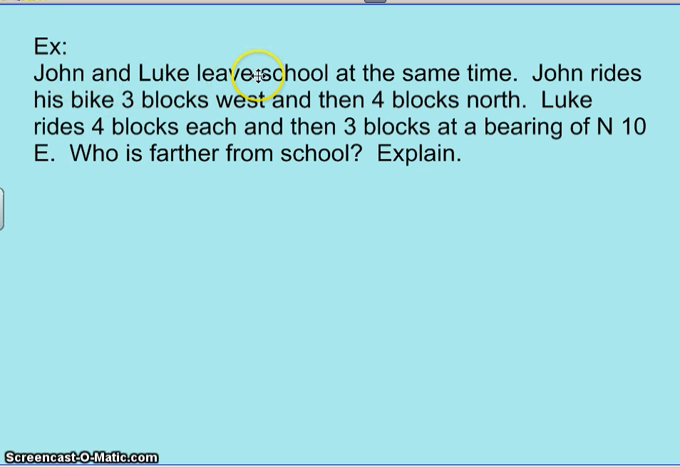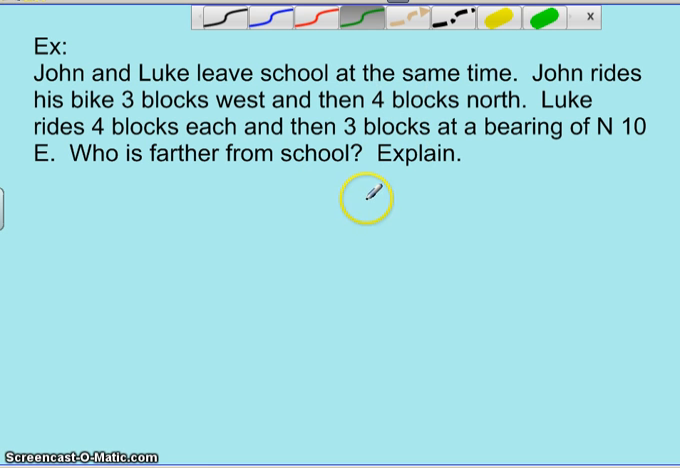Let's see, we got John and Luke leaves the school at the same time. John rides his bike 3 blocks west and then 4 blocks north. Okay, Luke rides 4 blocks each and then 3 blocks at a bearing of north 10 degrees east. Who is further from the school? Explain.